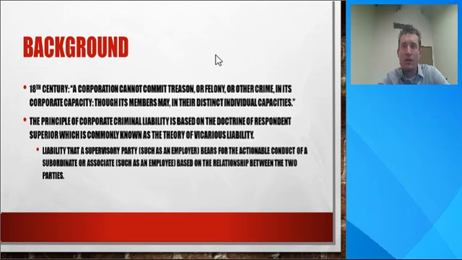The first instance of corporate criminal liability I was able to find dated back from England in the 1600s, but more recently, 18th century common law believed that a corporation cannot commit treason or felony or other crime in its corporate capacity, though its members may in their distinct individual capacities.